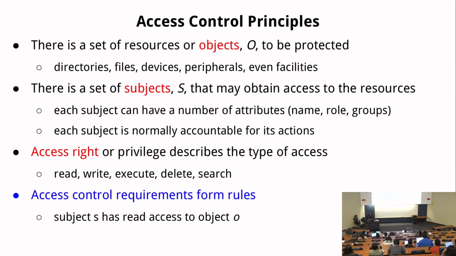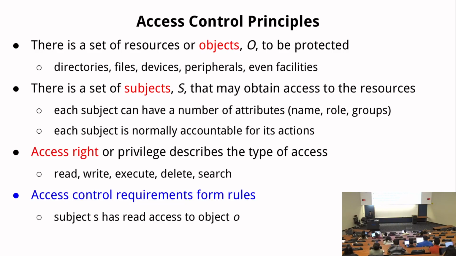So, three important concepts in access control. The first one is subject. A subject is an entity that may obtain access to some kind of resource. Then that resource in this scenario becomes an object. Then we can also have many different types of access, right? So that's called access right or permissions or privileges. For example, you can do a read, you can do a write, execute, delete, search, many different things.